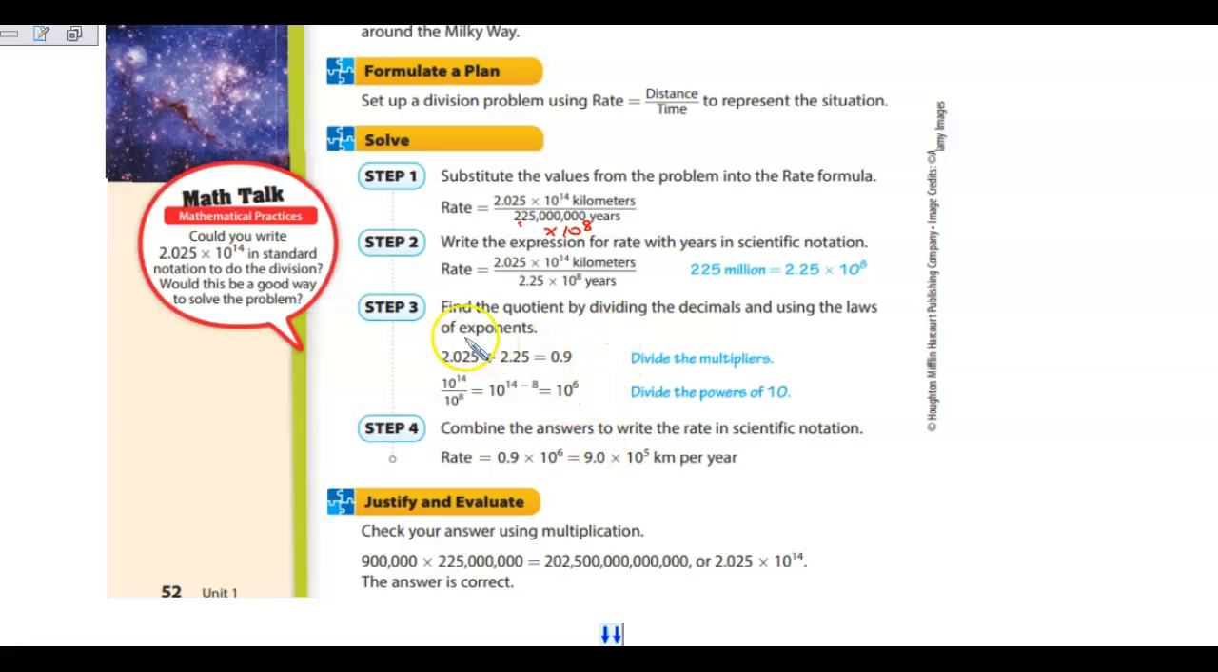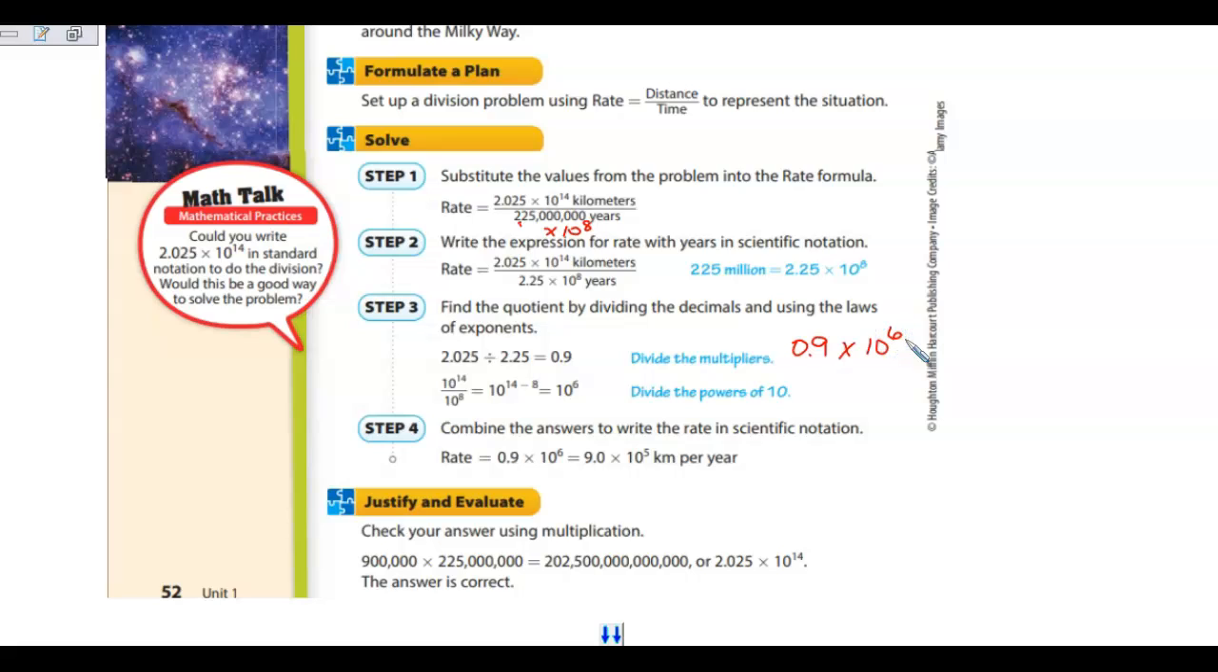So if I take the 2.025 and divide it by the 2.25, we're going to get 0.9. So then we're going to have 0.9 times. Now to find the power of 10, I'm going to use that rule that if they have the same base, we just subtract those exponents. And so that's what they've done. Our base is 10, and our exponents are 14 and 8. So 14 minus 8 gives me 6. So it's going to be this.